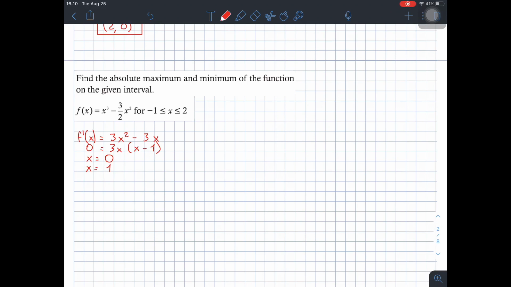Now, we're going to find the second derivative in order to see whether these critical numbers are relative minimum or maximum points, right? So the second derivative is 6x minus 3.